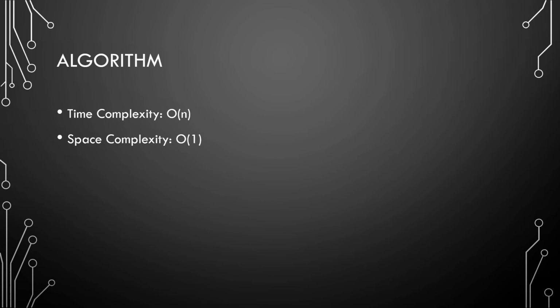Here's a quick overview of the algorithm. The time complexity is O(n) because we only need to traverse the array once. The space complexity is O(1) as we only use a few variables to keep track of max_i and max_score. This makes the solution both time and space efficient.